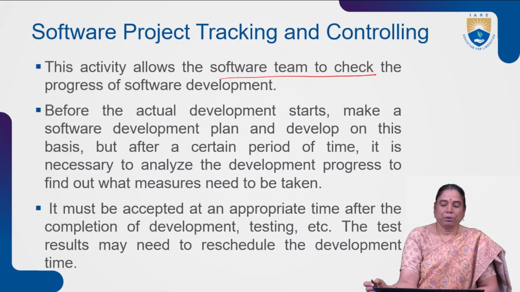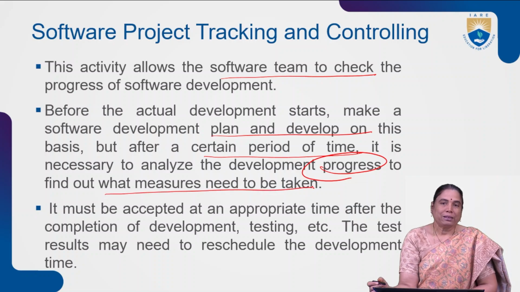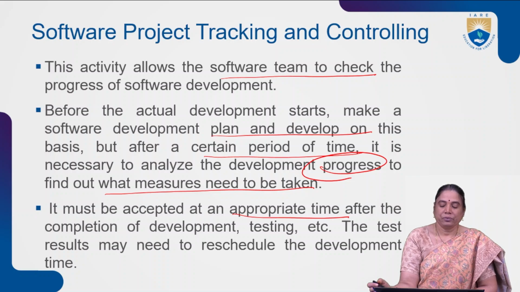Before actual development starts, make the software development plan and develop on the basis of this plan. After a certain period of time, it is necessary to analyze the development progress to find out what measures need to be taken. To assess the progress, project tracking and controlling is the useful umbrella activity. It must be applied at an appropriate time after the completion of development testing. Then the test results may require rescheduling the development time.